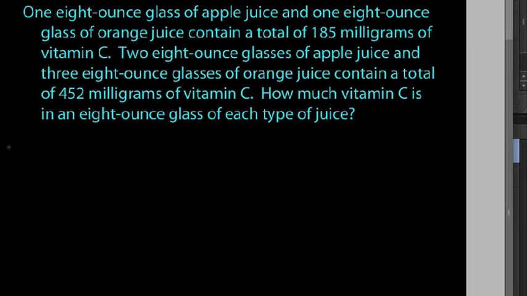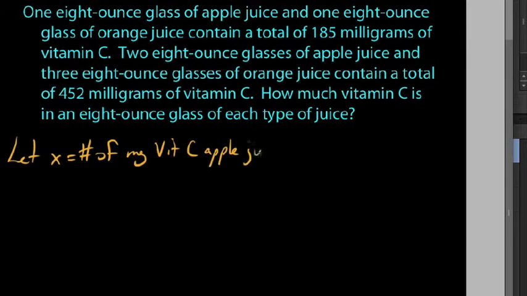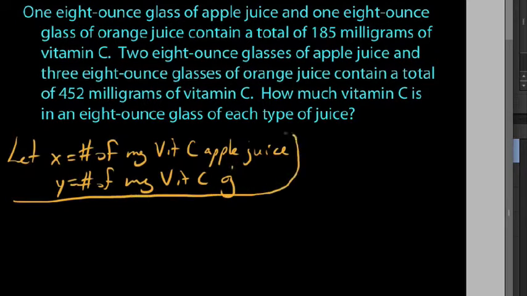So the first thing we're going to do is define our variables. Let x and y be the number of milligrams, so that's milligrams, not micrograms. Let x equal the number of milligrams of vitamin C in apple juice, and let y equal the number of milligrams of vitamin C in OJ. We'll just go with that. It's very important that we define our variables first and then set up our equations.